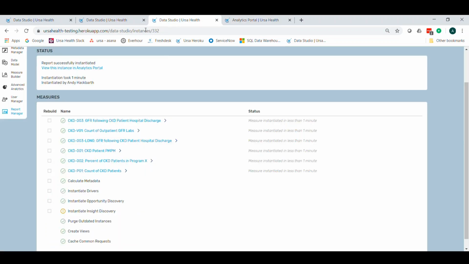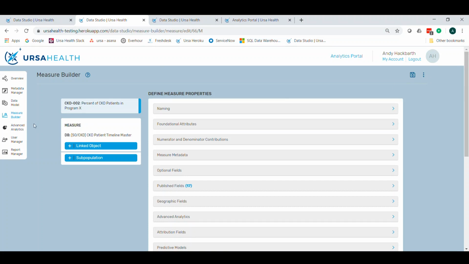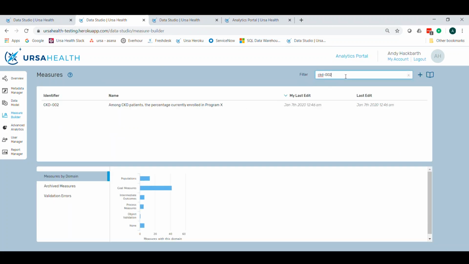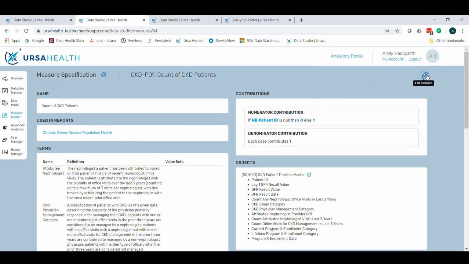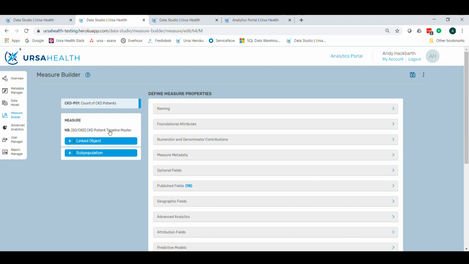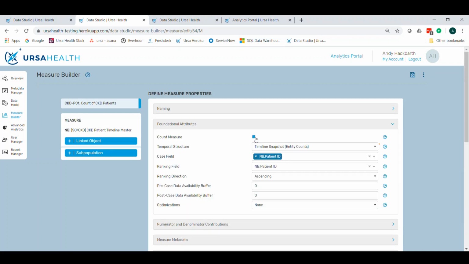Okay, so now into the actual measure itself. This is CKD P01. Okay, so again, we see the use of this count measure checkbox. Now our temporal structure is timeline snapshot, and we've got this helpful reminder here that if what you want to do is count entities, like a patient, the structure you want is a timeline snapshot.